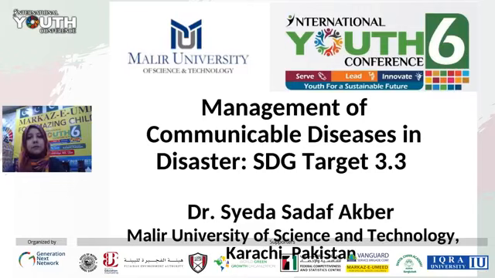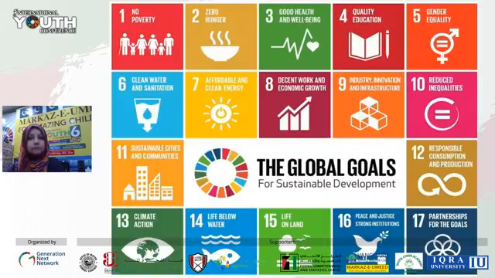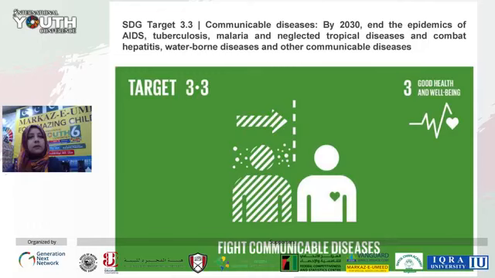Today our topic is management of communicable diseases in disaster, according to Sustainable Development Goal Target 3.3. When we talk about Sustainable Development Goal target 3.3, it's about communicable diseases: by 2030, end the epidemics of AIDS, tuberculosis, malaria, and neglected tropical diseases, and combat hepatitis, waterborne diseases, and other communicable diseases. We have to be very specific, and we have to control all these communicable diseases all over the world.